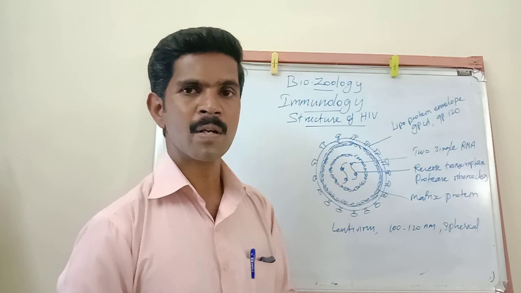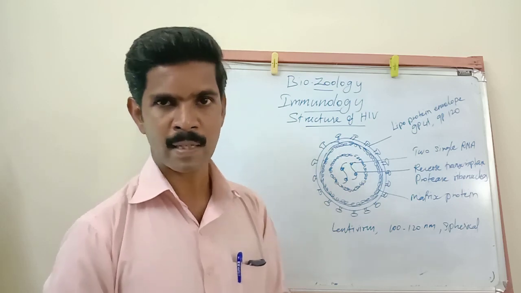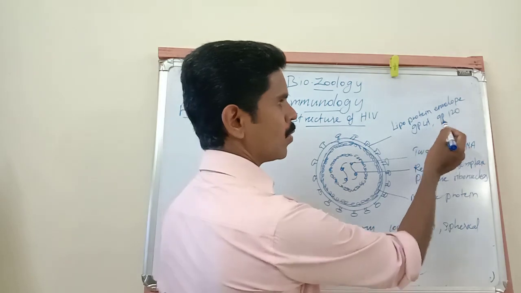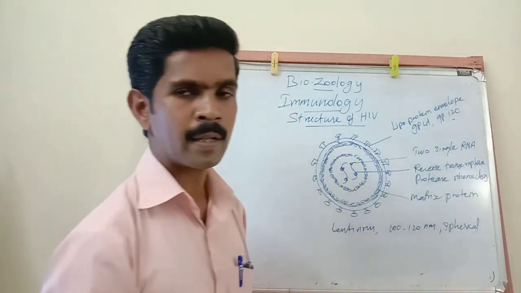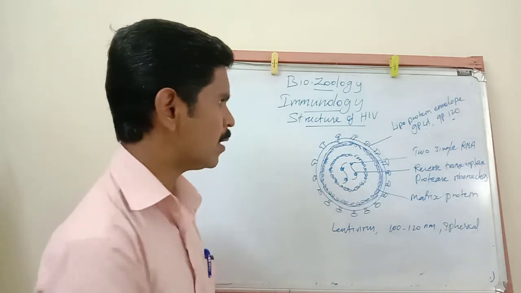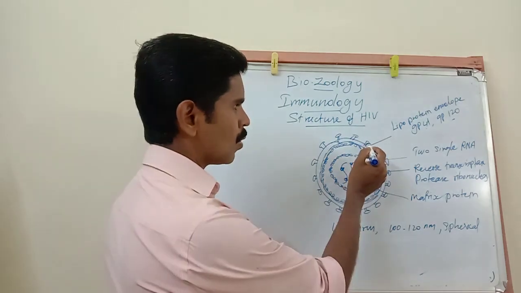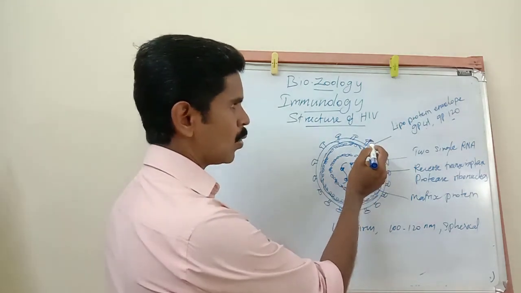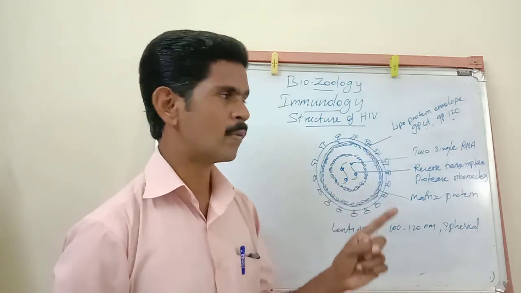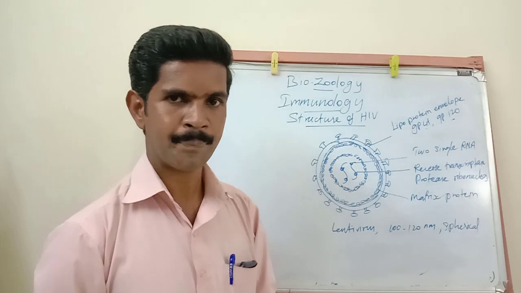There are two types of glycoproteins present in this envelope. One glycoprotein is called glycoprotein 41 and the second glycoprotein is called glycoprotein 120.